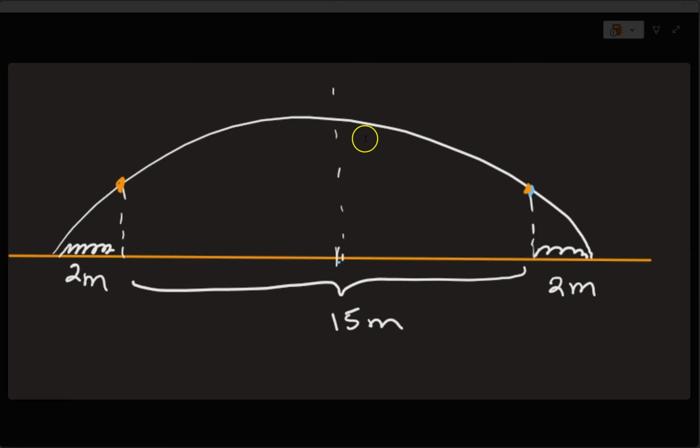The lowest clearance above the road must be 4 meters. Now, what does that mean? Well, this distance right here, this is the lowest because it's still on the road. So this is the road, right? So this part is the road. That's the road.